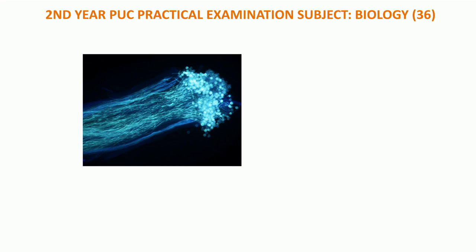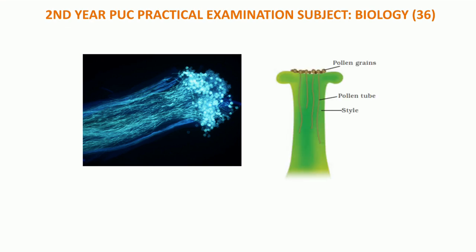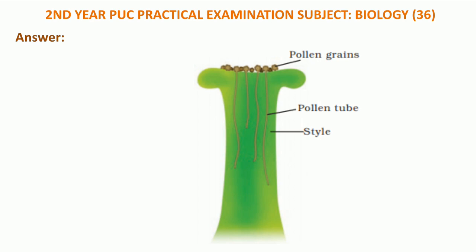This is the procedure for this experiment, but there is no need to write it in the answer sheet. After preparing your slide, you should observe it under the microscope and you will get this picture, and this diagram you should draw as your answer. So the answer for this question is only the diagram. You should draw the diagram like this and label it with pollen grains, pollen tube, style, and so on. For slide preparation 3 marks, and for the labeled diagram 2 marks. There is no need to write either the procedure or any other points as an answer for this question.